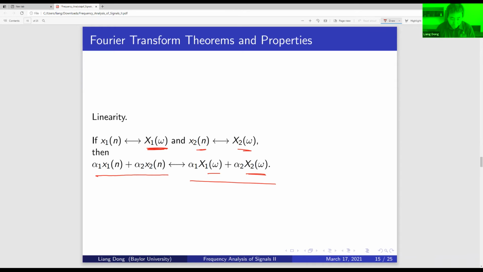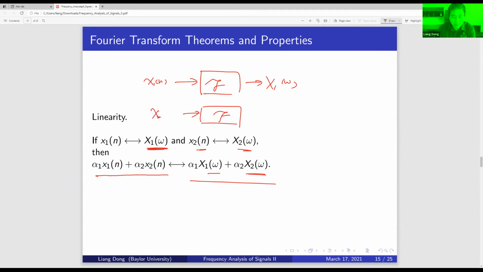Okay. So what we have here, if you plot this in a block diagram, that means I have x1, go through a Fourier transform, you got capital X1, and Fourier transform x2, I got a capital X2 of omega.